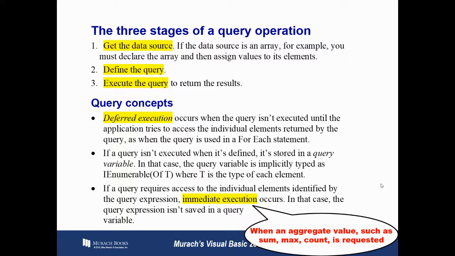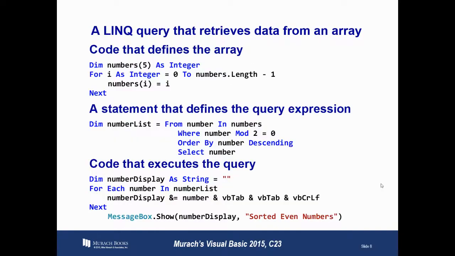Execution is deferred if you don't need to do any type of calculations right away. On deferred execution, the data source is actually queried once you need it, like in a for each statement or something. But immediate execution occurs if you have some sort of computation in your query, like if you say select sum of invoices.total, that's an immediate execution.